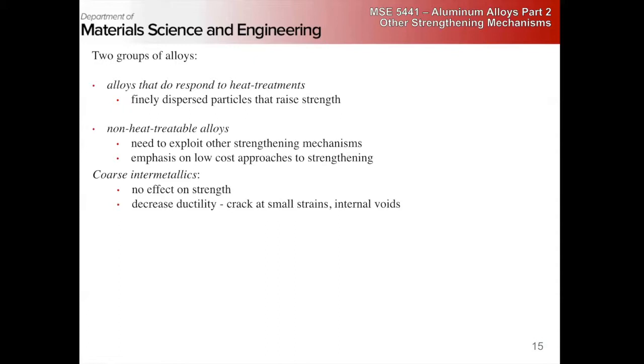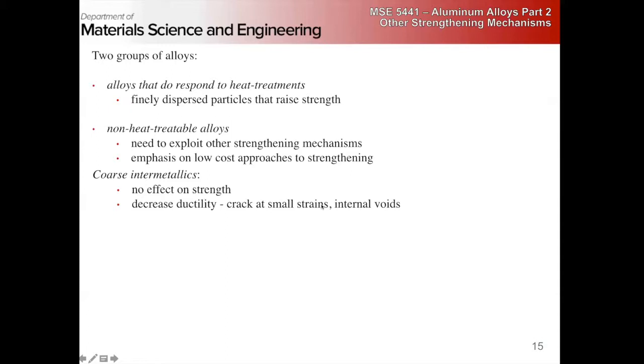Why not? Where could they generally grow? Grain boundaries, right? And also, if they occur at a low volume fraction, they're far apart, so it's easy for dislocations to get around them. But they do decrease ductility because they're easy to crack. Once you have a crack in an intermetallic, now you have an internal void in your material.